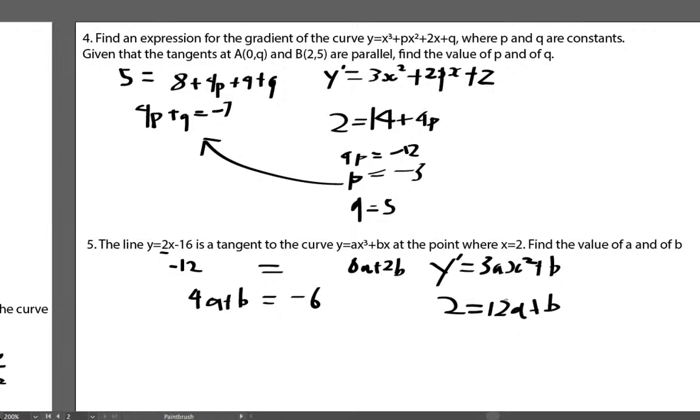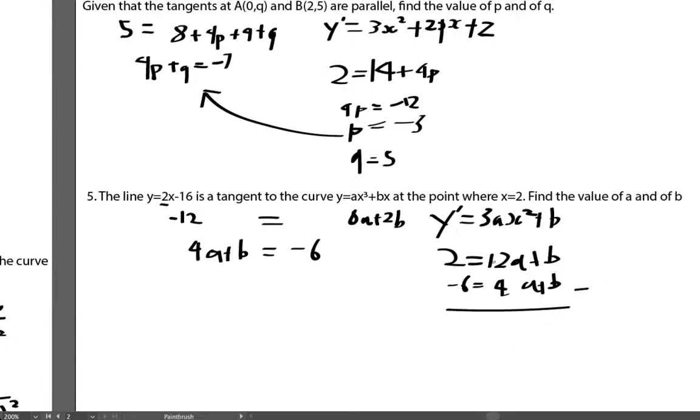The first thing that I see is that this 12a plus b can be subtracted by this other one here, 4a plus b minus 6. Do the entire subtraction and the b terms cross each other out. 12 minus 4 is 8, so 8a equals 8. That means a equals 1. Good. So now we just need to find what b is.